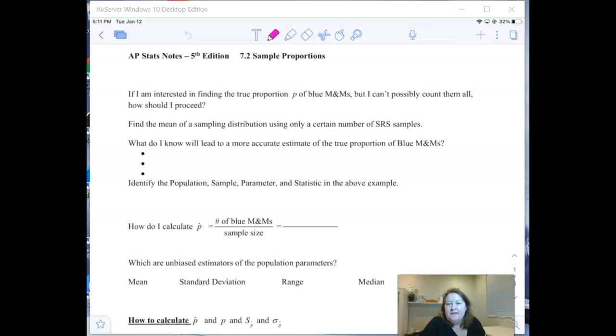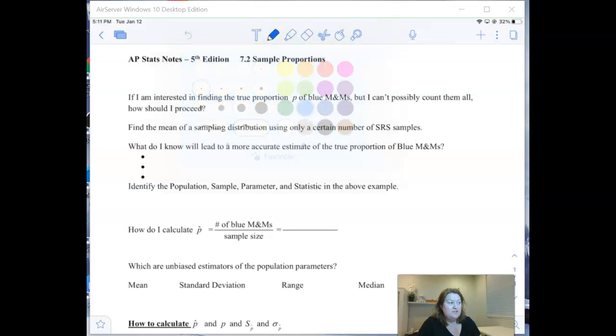So if I'm interested in finding the true proportion of blue M&Ms, if I can't possibly count them all, how should I go about doing that? Well, we find the mean of the sampling distribution, right? So we're going to take samples, using a certain number of SRS samples. That makes sense. So what do I know that will lead to a more accurate estimate of the true proportion of blue M&Ms? If we're going to do the sampling, what things should I pay attention to?